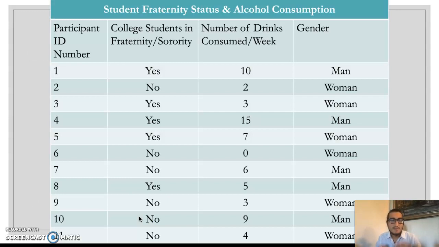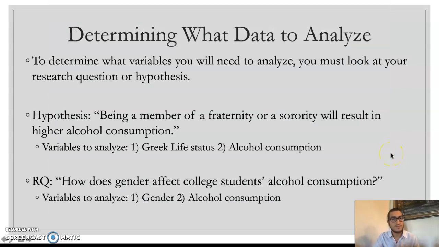So let's say this is hypothetical data. I made this up. This isn't real factual data that I collected from TAMU-CC students. But let's just say that this is the data I collected from 11 participants here. So I gave them all ID numbers. I didn't ask for their names. Again, a good ethical consideration. Here I have whether or not they're in a fraternity or sorority. This is the number of drinks each of them said they consumed in a week. And this is the gender of the 11 people I surveyed.